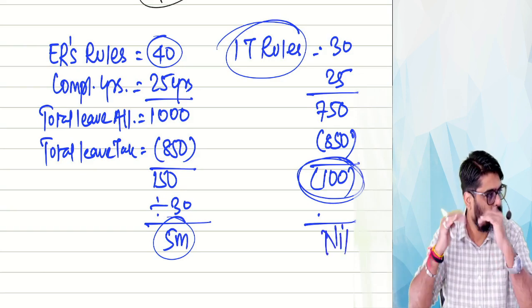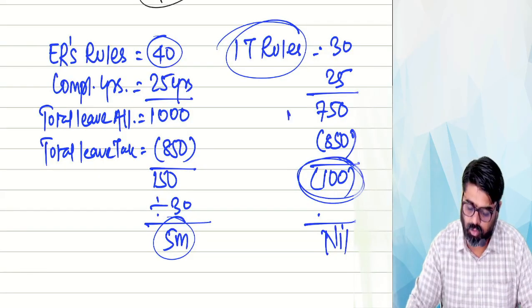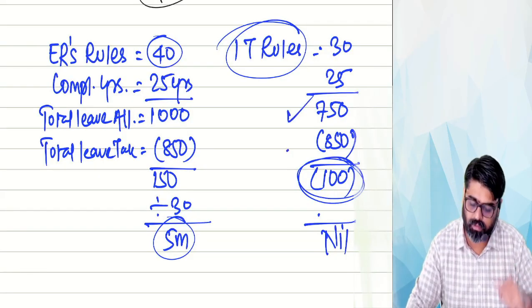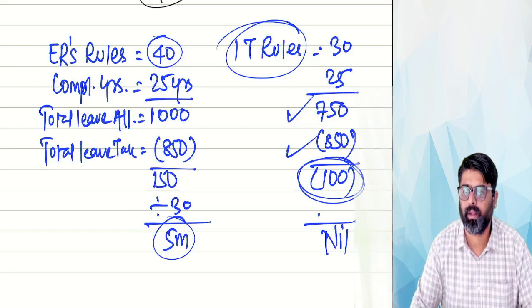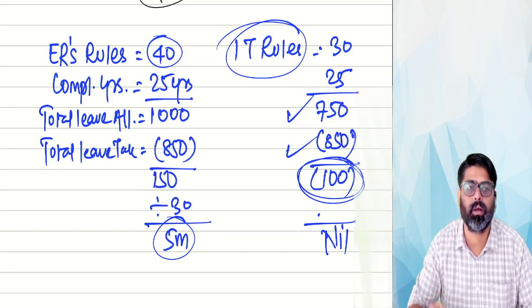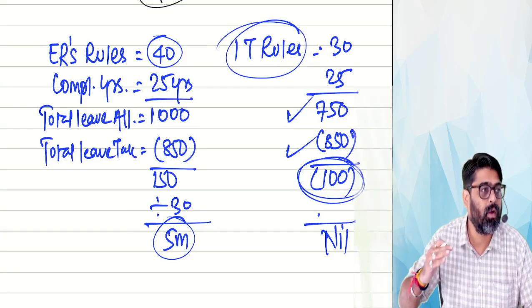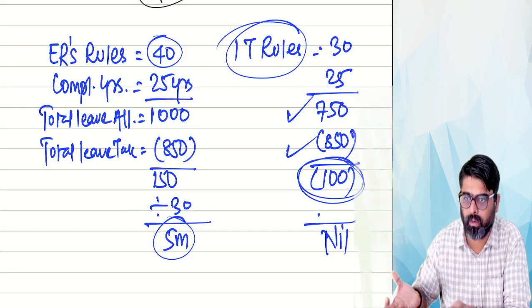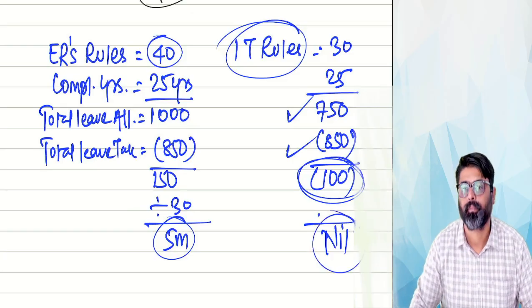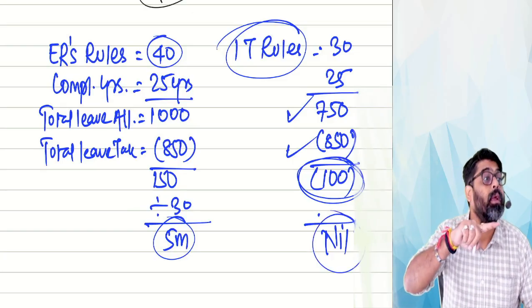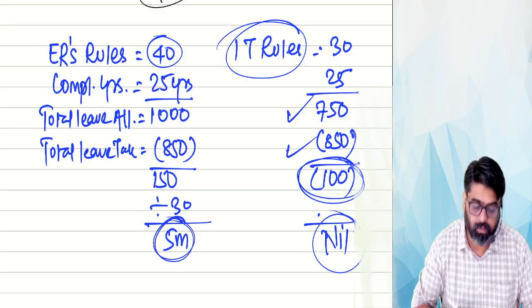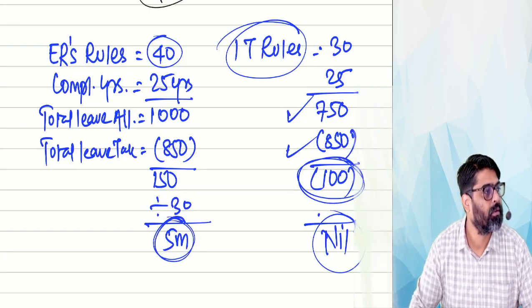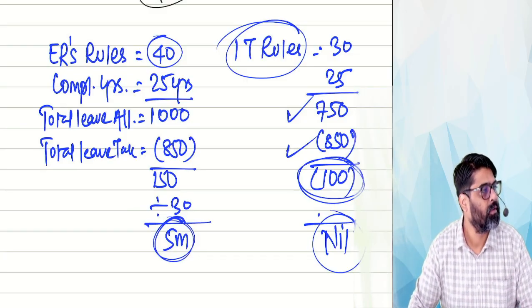IT rules say that total leaves should be how much? 750. Out of that you have taken 850. There is no leave remaining to your credit; rather, you have taken 100 more days. According to the IT rules, there is no leave remaining. But as per the employer's rules, 5 months leave is still remaining. Yes or no? And you are getting an encashment of 5 months.